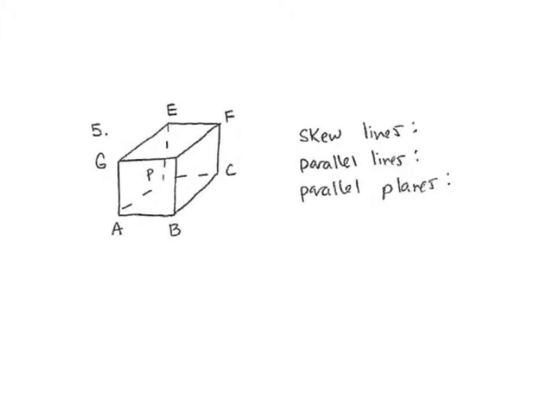Okay, skew lines are non-coplanar, so they have to be on a different plane, and they never intersect. So a pair of skew lines I could use, this one doesn't have a label either, so we'll call this H. Skew lines can be GH, put a line symbol, and FC. It's a pair of skew lines.